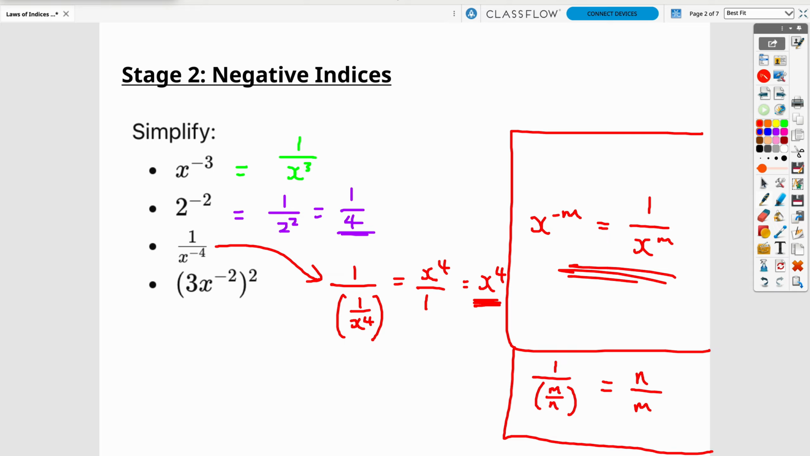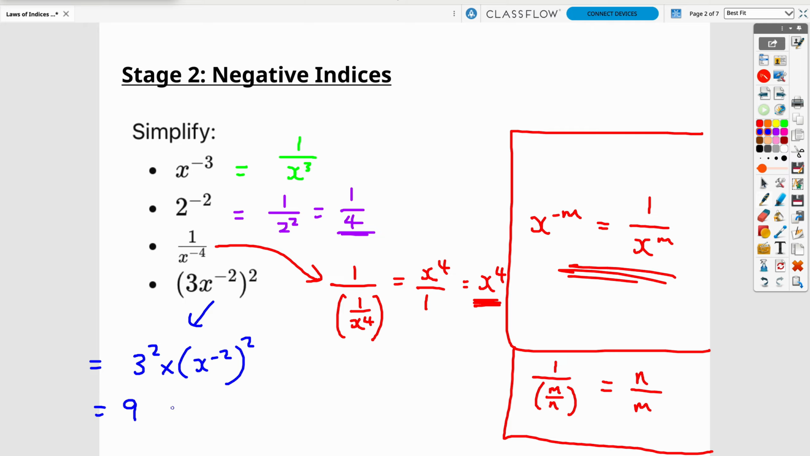Okay, and last but not least, let's do the next one in blue. So what did I say just now in that final question of stage 1? I said that if you've got a bracket, a product raised to some power, all you have to do is apply that power to both parts of the product. So in this case, it's just going to be 3 squared times x to the power of minus 2, all squared. Everything inside that product is going to get squared.